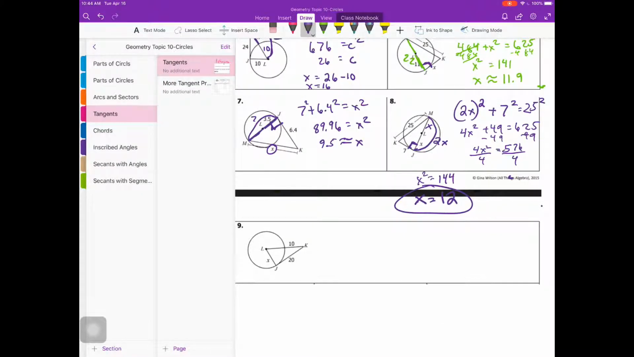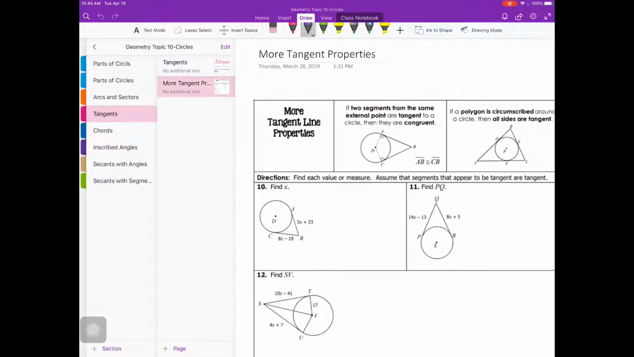Then finally 9, I'm not sure if this is in your notes or not, but we're going to keep going. So this is an easy one: 20 squared plus x squared equals, and then we have this, but we know that that's x. So we're going to have x plus 10 squared. And actually, we're not going to do that. That's a quadratic, and you guys have not gotten there yet.